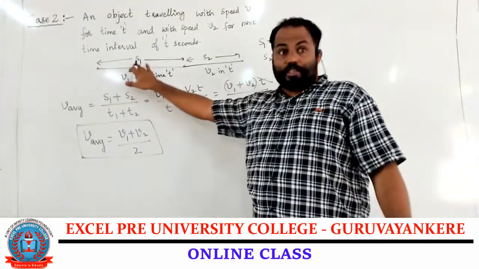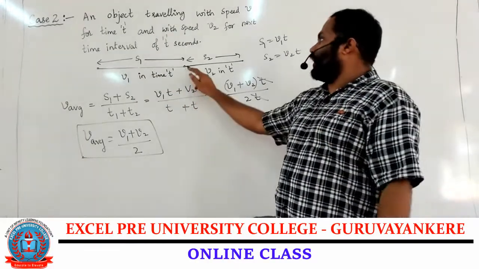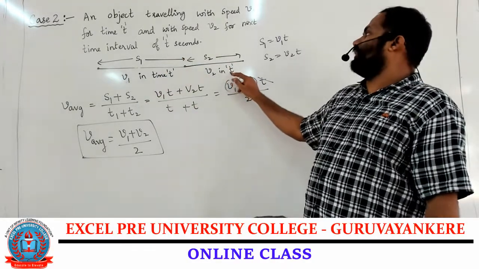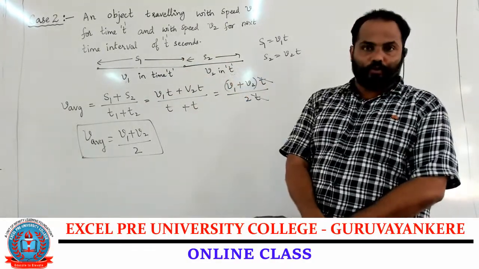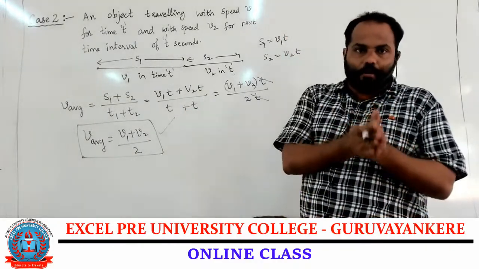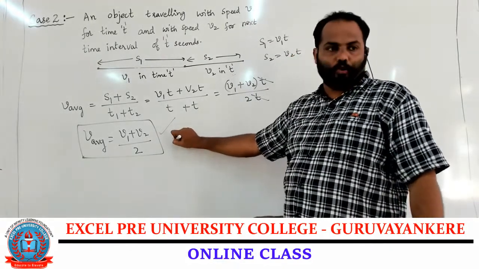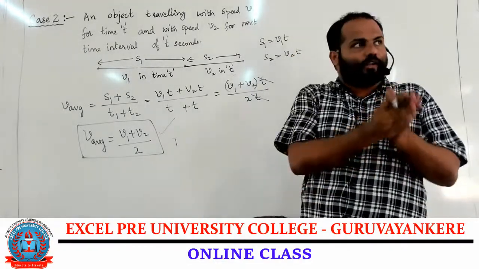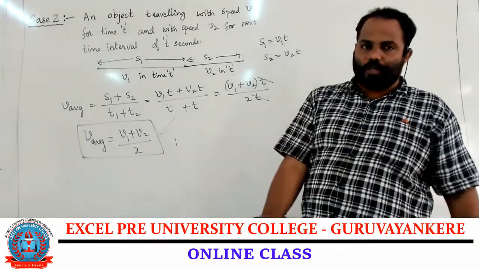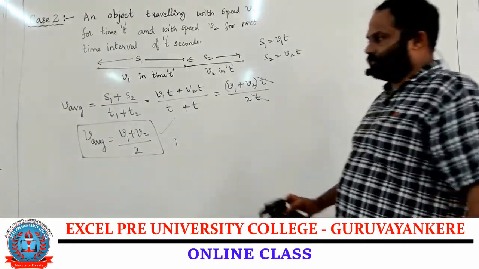Here distance is not equal, time interval is 2 hours of journey, in 1 hour you travel with the speed v1, in the next 1 hour you travel with the speed v2. Then arithmetic mean should be used. When time intervals are equal, average velocity is the arithmetic mean of the two velocities. When distances are made into equal halves, it is a harmonic mean. Is that clear? It is a harmonic mean.